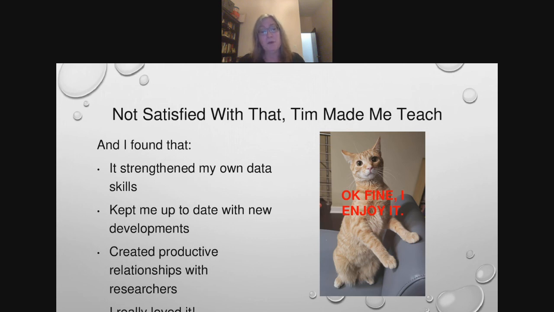It also created really productive relationships with researchers because if you teach them, you tend to get in conversations about context and you learn what they're doing, what their data is, and what their needs are. So just teaching someone R or OpenRefine or Git can lead you to further services for their actual data.